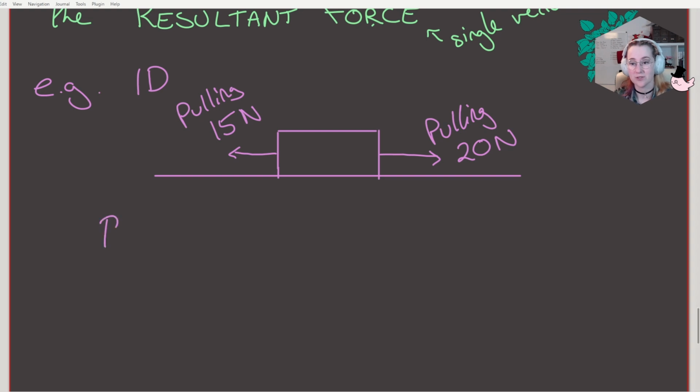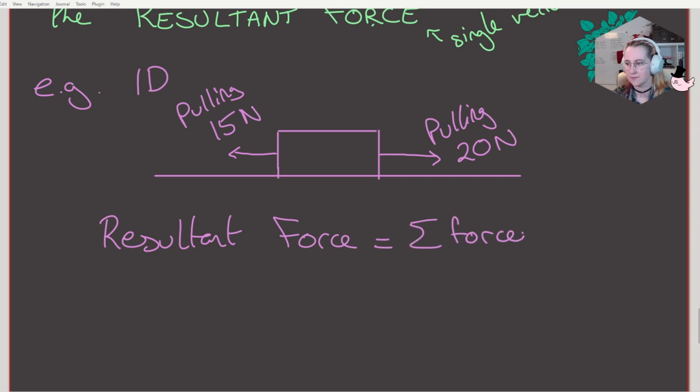The resultant force is the sum of all of the forces. And this is a capital sigma, and it means sum of. So sum up all of the forces.